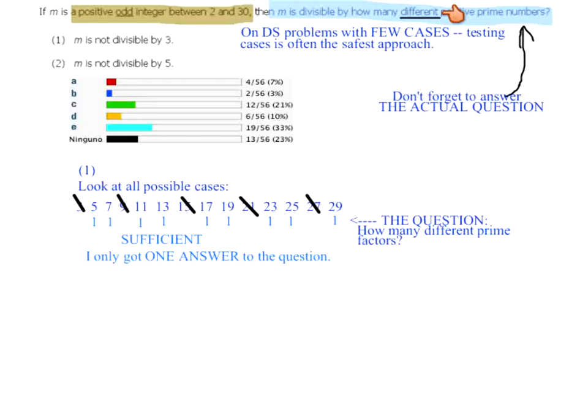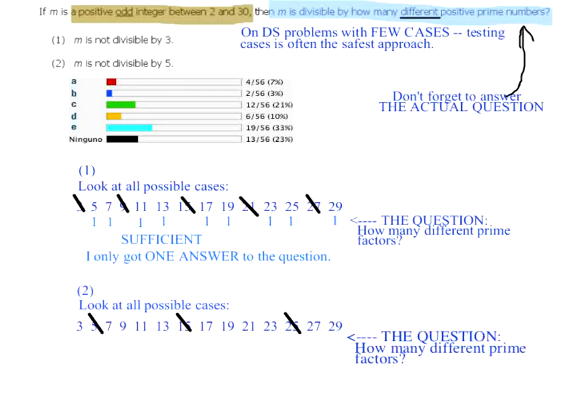What if it was more than one? If you could get another answer, then that would make it insufficient. So let's look at that for the second statement. Statement 2, let's look at all possible cases again, write them out. So here's all of those odd numbers that we're considering. And then we cross out the ones that are multiples of 5. So we don't want 5, we don't want 15, and we don't want 25. And then the question that we're actually trying to answer here is how many different prime factors.